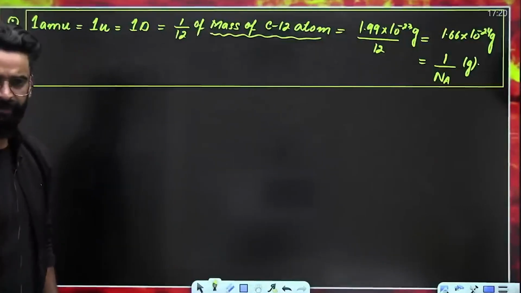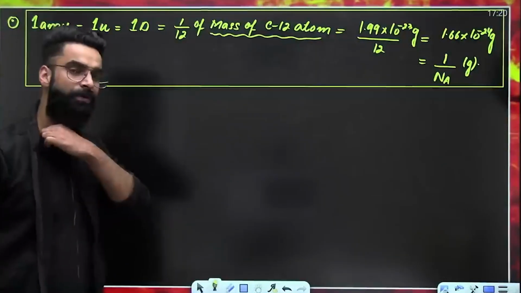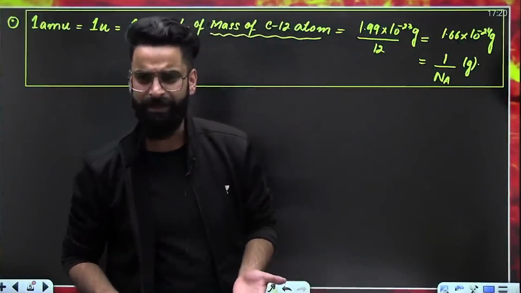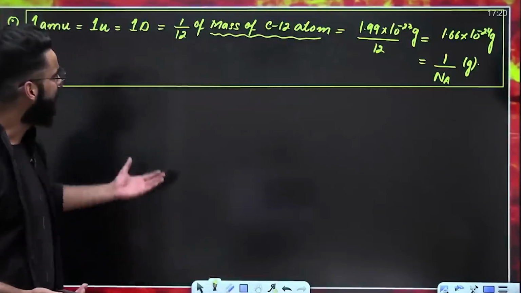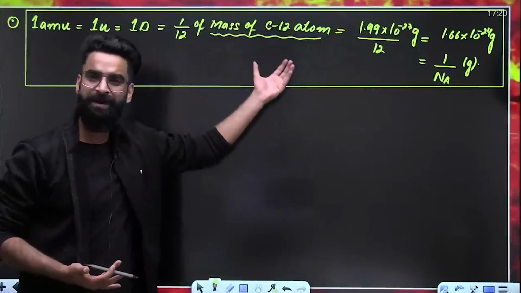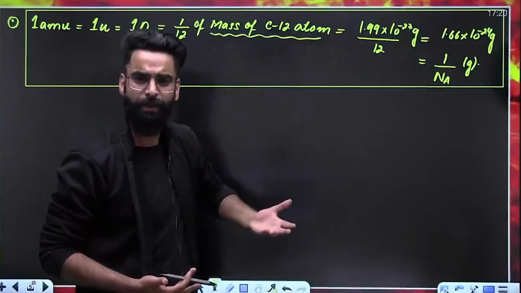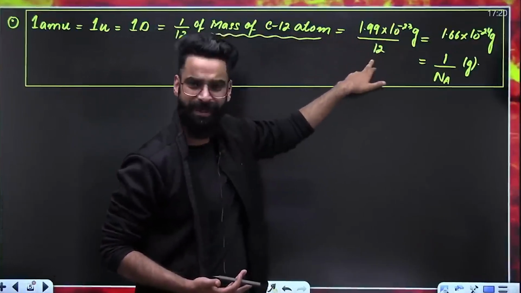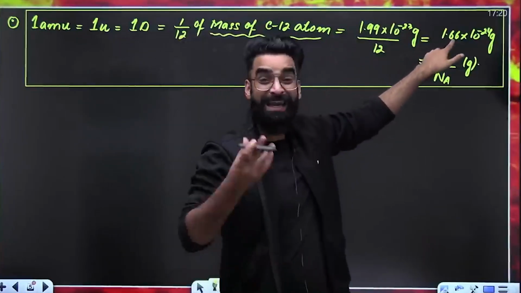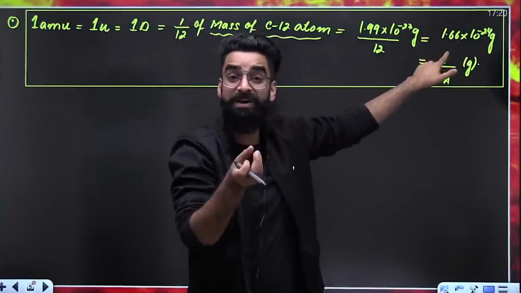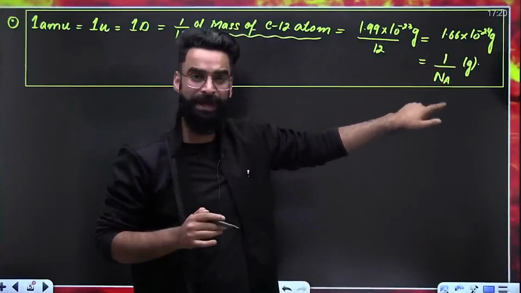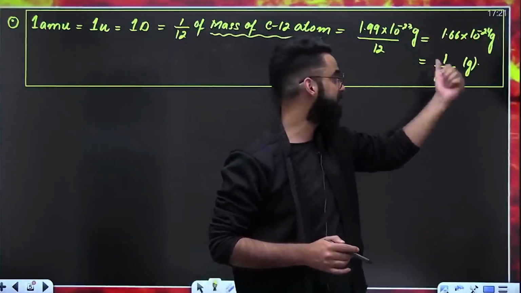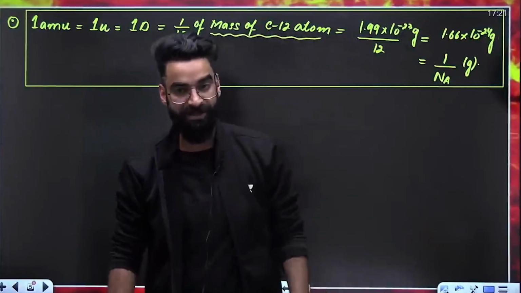So what is 1 AMU? You call it 1 u, or 1 D. It is defined as 1/12 of the mass of a carbon-12 atom. Since you already know the mass of one carbon-12 atom, you just need to divide it by 12 to get the value of 1 AMU. You get the mass of 1/12 of the carbon-12 atom, which comes out to be 1.66 × 10^-24 grams. You can write it as 1 divided by Avogadro's number.